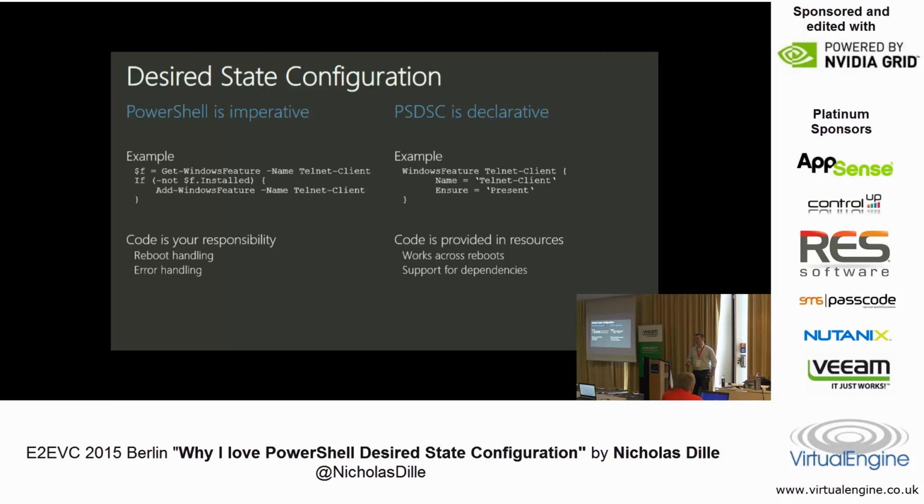Well, it may be, because the code is contained in resources, and those resources are hopefully published on the internet, so everybody can take a look, get involved and improve the code. Based on the community, you can hope that code will improve over time and give you a very stable resource to achieve what you want to do. So DSC in itself will work across reboots, and if the resource is properly written, it will catch the errors that the code might throw.